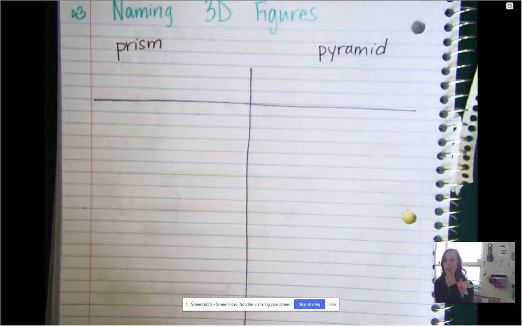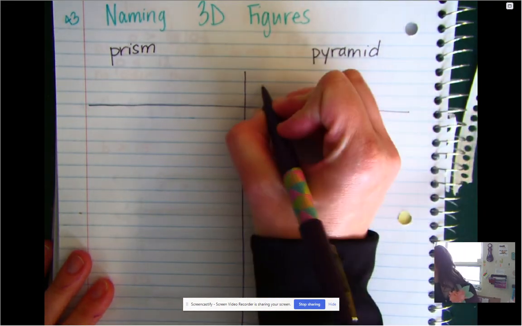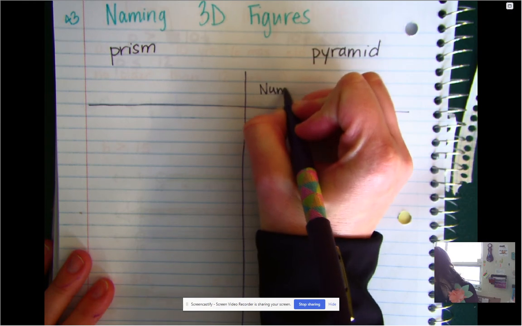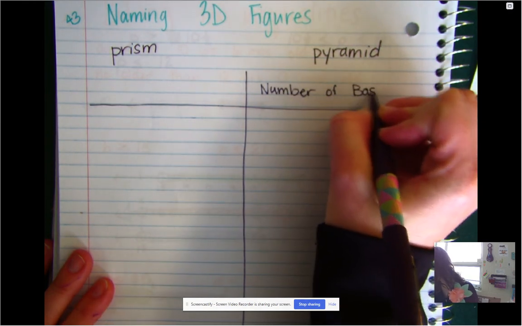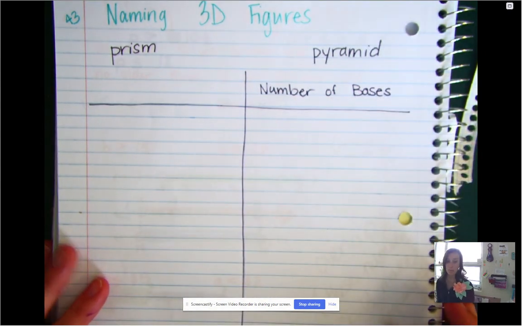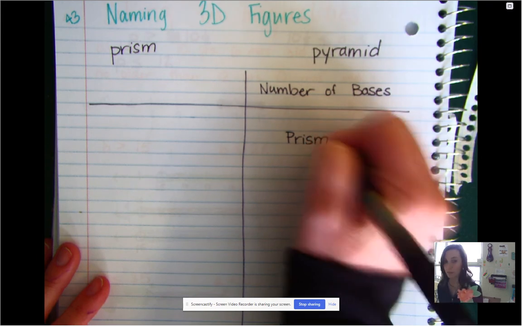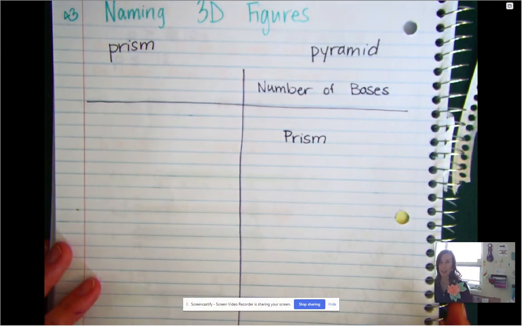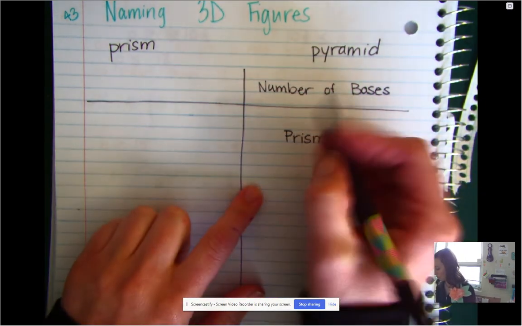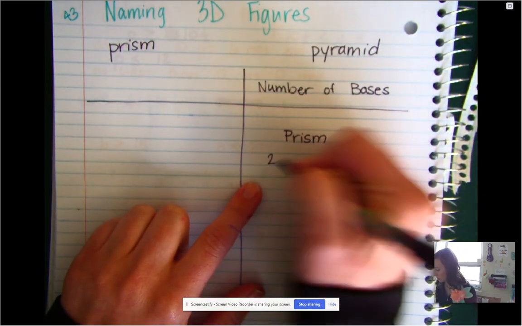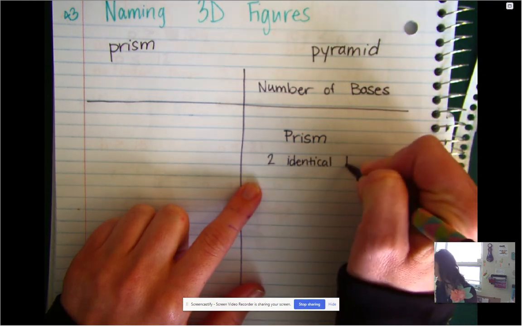So one thing you need to know is that it gets its name based on the number of bases it has. And we'll talk more about what bases are, but a prism is something that has two identical bases, one at either end. And something to know is a base doesn't always have to be on the bottom. So a prism has two identical bases.